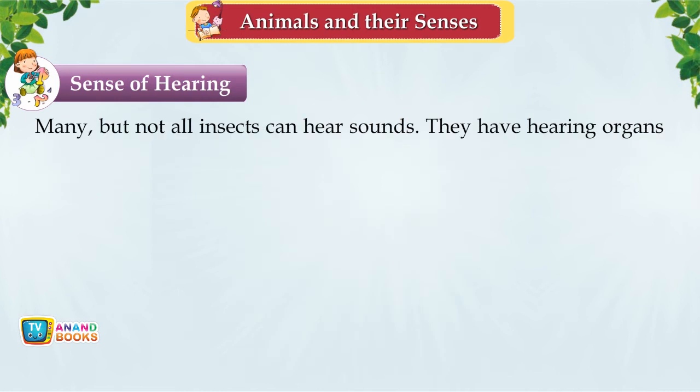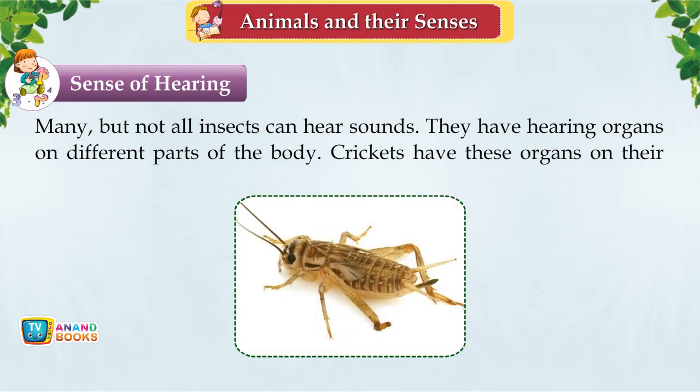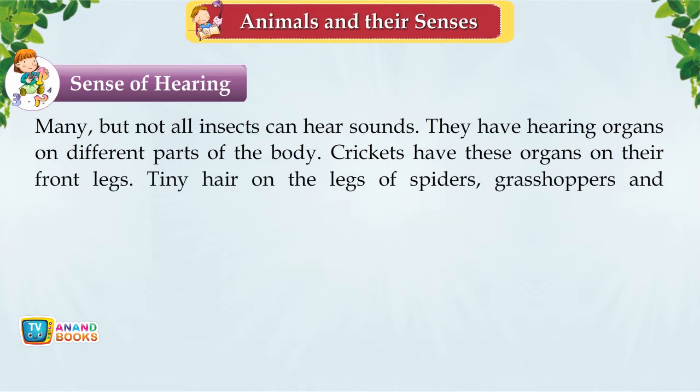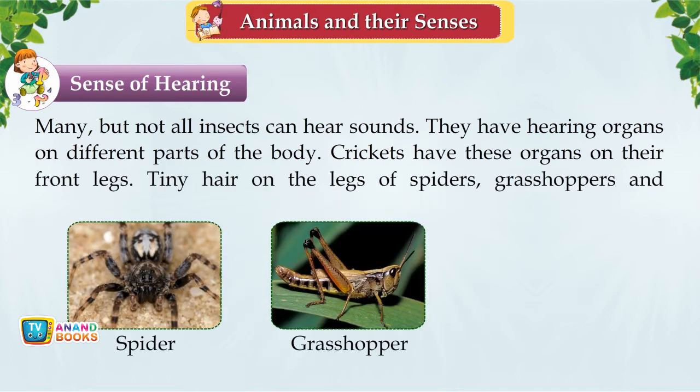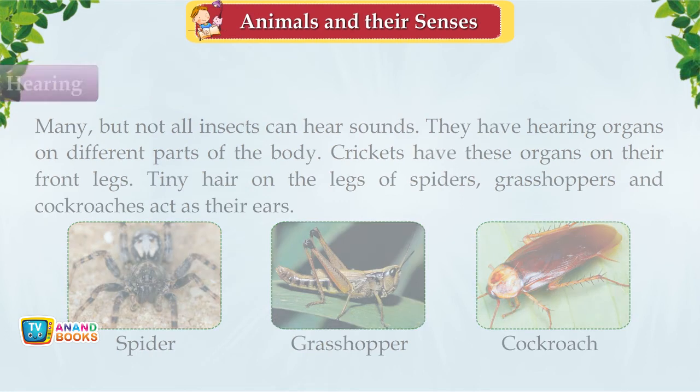Many but not all insects can hear sounds. They have hearing organs on different parts of the body. Crickets have these organs on their front legs. Tiny hairs on the legs of spiders, grasshoppers, and cockroaches act as their ears.